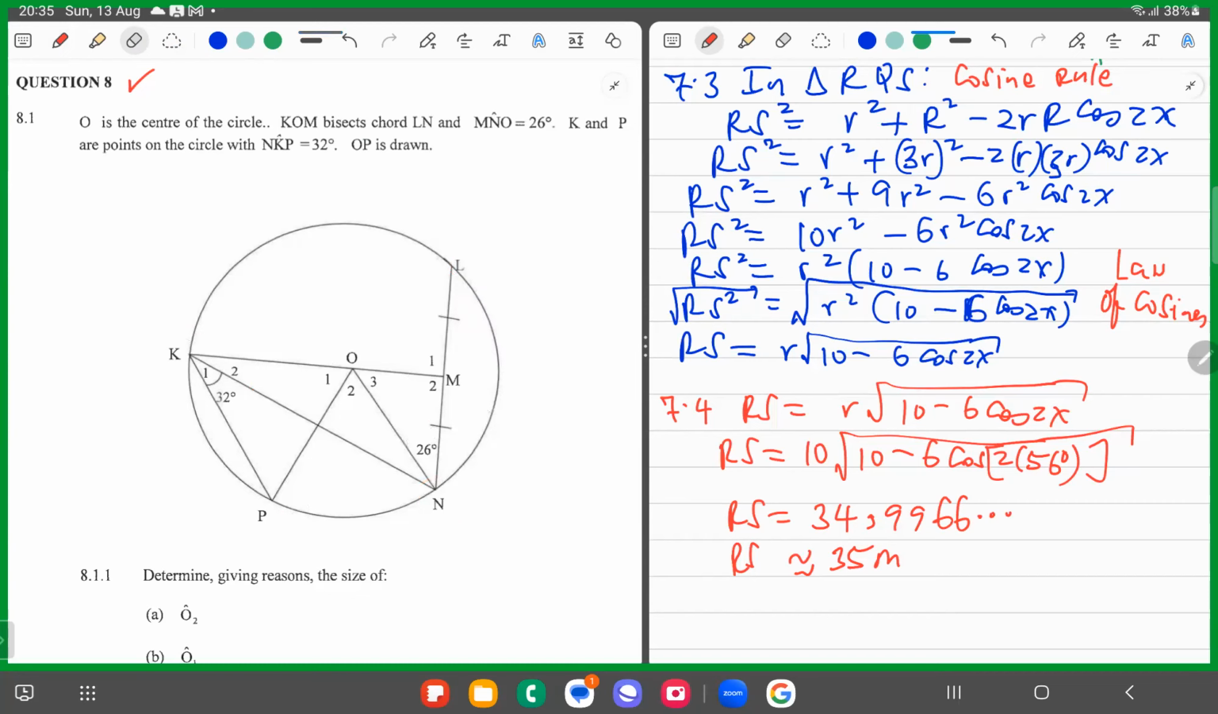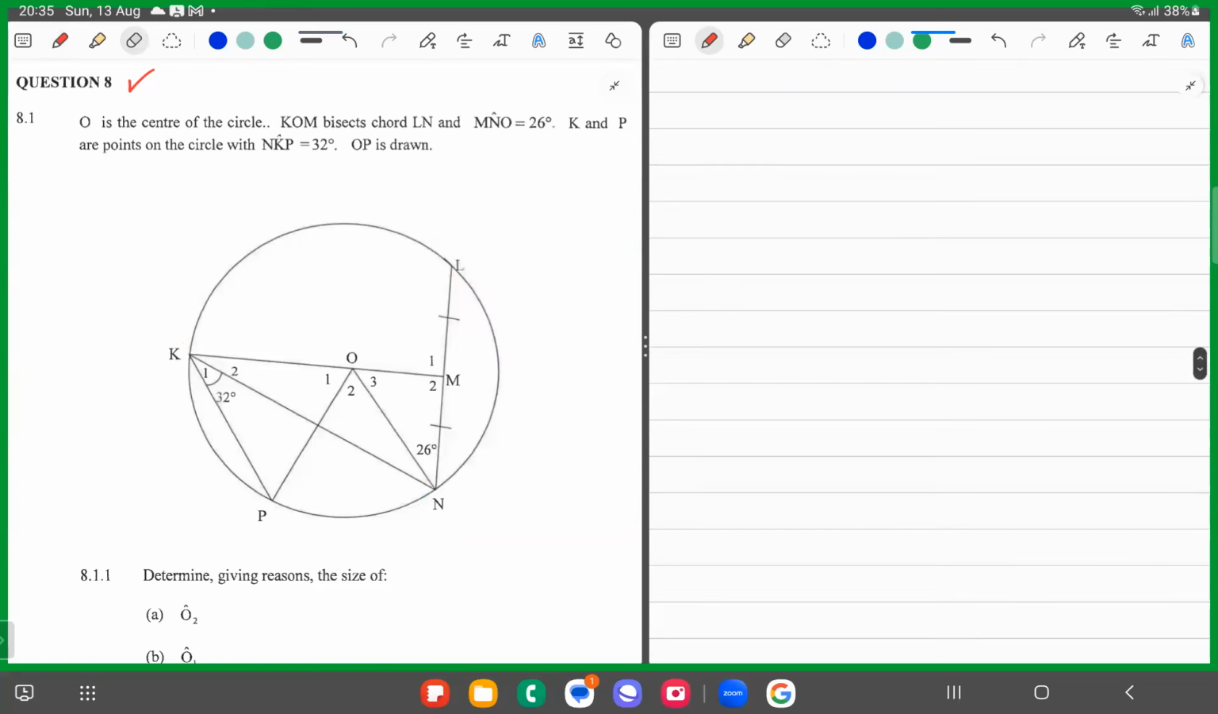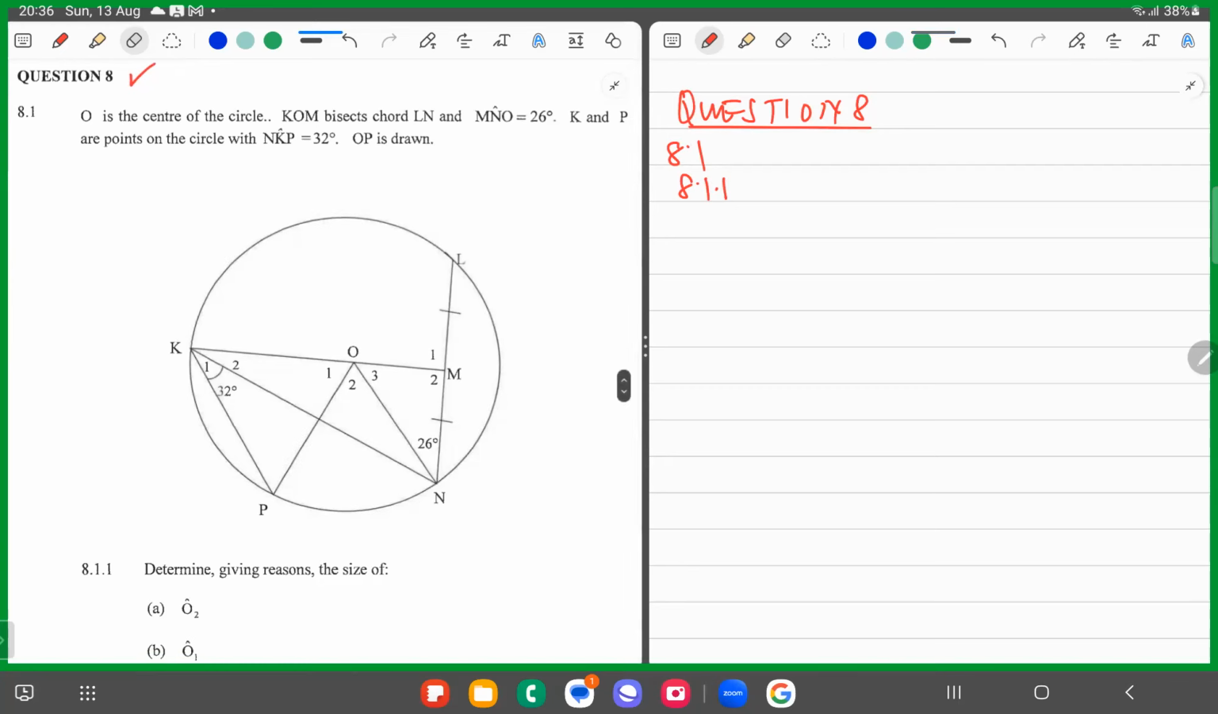Okay, let's analyze this and think about what we need to do. Right, so we are looking right now at the solution to question 8. And question 8 is a very interesting question. So we're going to be focusing on 8.1, 8.1.1 to be more specific. What do we do? You need to determine, giving reasons, the size of angle O2.